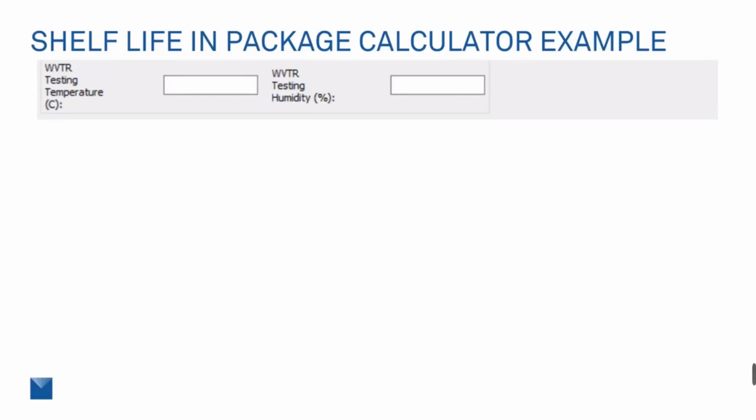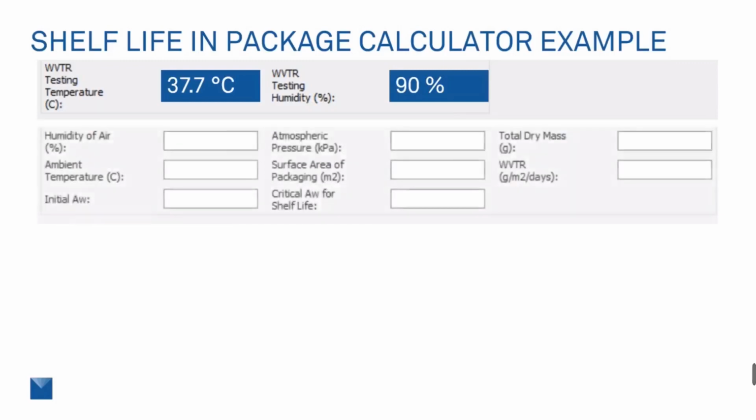So the first thing you're going to want to do is enter your water vapor transmission rate, testing temperature, and humidity. And as I mentioned, this is usually about 38 degrees Celsius and 90% humidity. And then next you're going to enter some information about the storage conditions of your product, and then also some information about the product itself. So we're just going to go through this step by step.